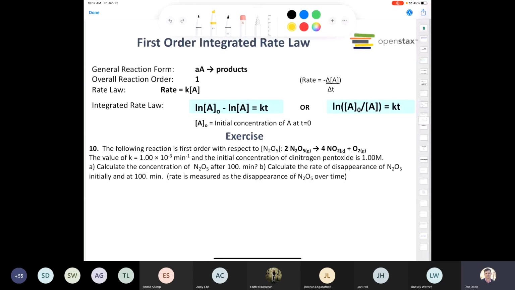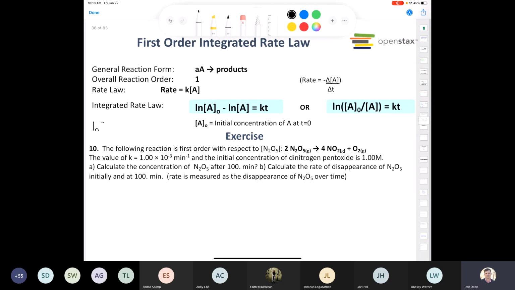The ln, the natural logarithm of the initial concentration of A, subtract the ln of the concentration of A is equal to the rate constant times t. There are many ways that you could express this, right? You could rearrange this a bunch of different ways. Now, I like to write these down in the form of y equals mx plus b. So I'm going to take this equation and write it down in the form of y is equal to mx plus b. And it's going to look like this.